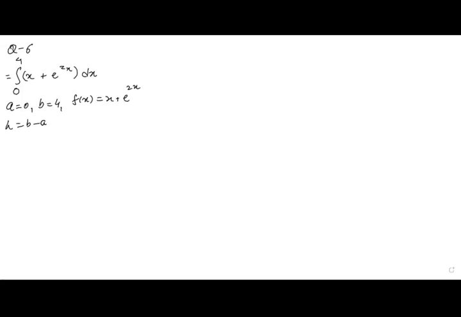H is b minus a upon n, 4 minus 0 upon n. H is 4 by n also, and nh is 4 also. We will use both in our calculation. F of a plus ih will be f of 0 plus ih will be f of just ih will be ih plus e raised to 2ih.